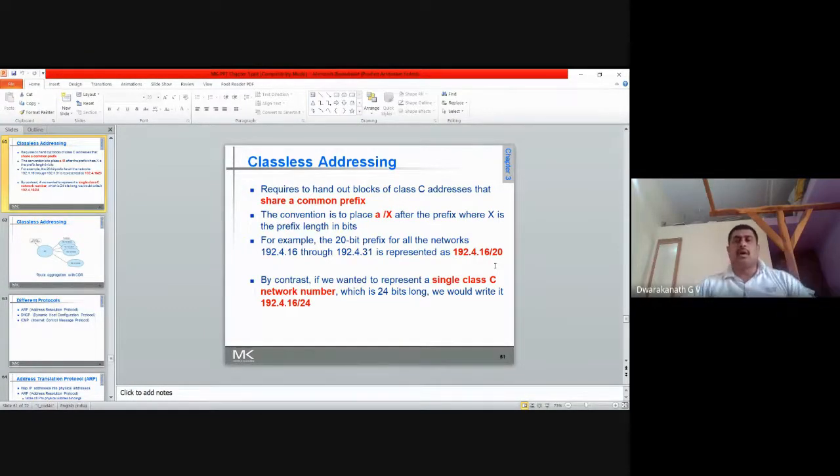Each block will be different from one block to another, and the common bits or prefix may be different. By contrast, if you wanted to represent a single class C network number, which is 24 bits long, how would we write it? If it is a 24-bit common range, we write 192.4.16 with /24, which means 24 bits are common for that particular block.